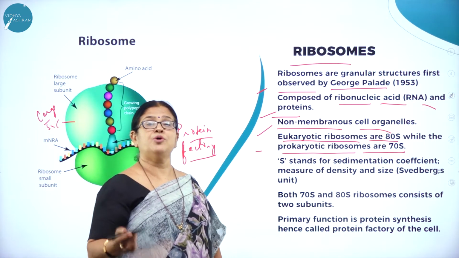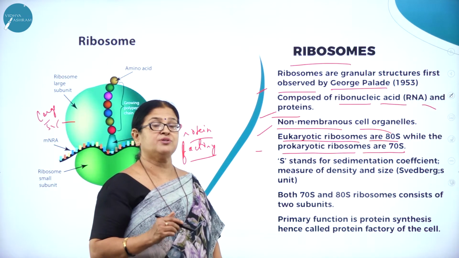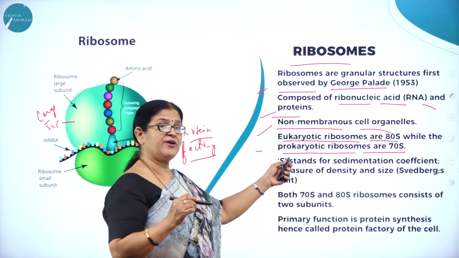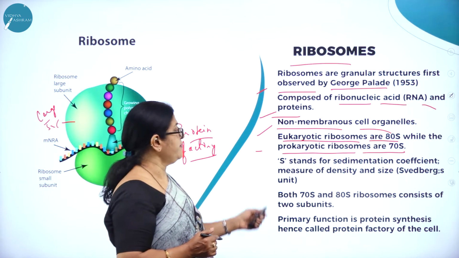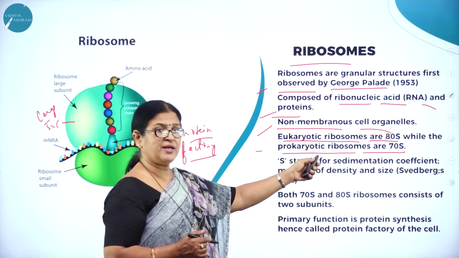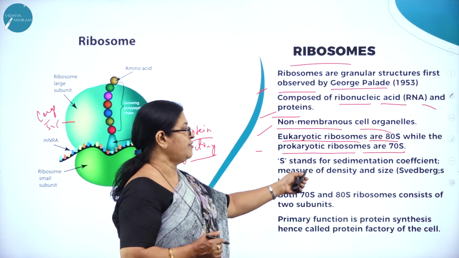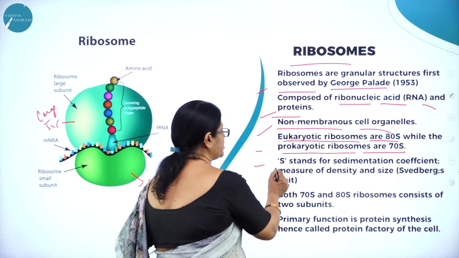As I said, both the prokaryotic cell and the eukaryotic cell have ribosomes, so they are characterized by the presence of ribosomes. But eukaryotic ribosomes are 80S, and S stands for Svedberg units. Prokaryotic ribosomes are 70S. S stands for sedimentation coefficient, a measure of density and size, for which we use the word Svedberg unit.